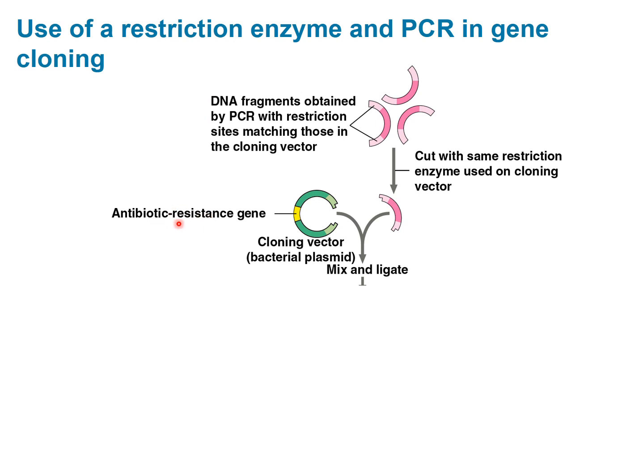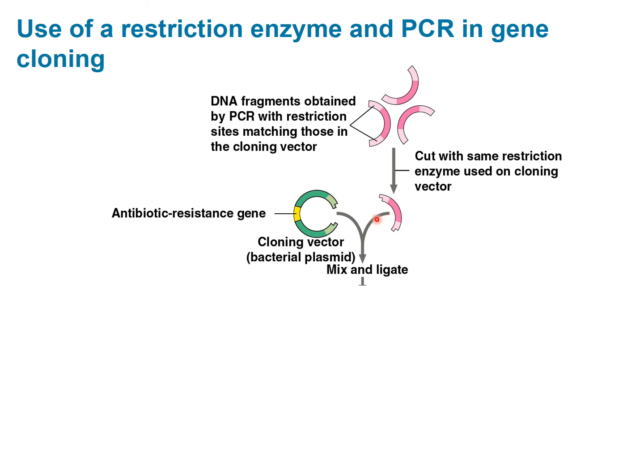And here, I'm going to talk about this antibiotic resistance gene in just a moment. But this is your cloning vector, and your cloning vector has been cut with the same restriction enzymes that you cut your insert. And inside the cloning vector, we have what's called an antibiotic resistance gene. So this allows you to select for those vectors that have the insert. And we'll talk about how that's done in just a moment.